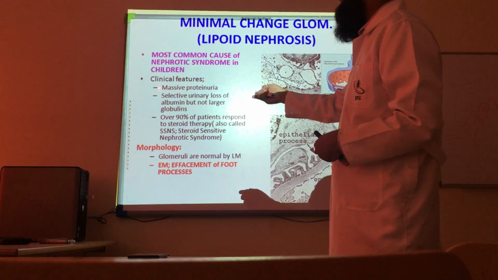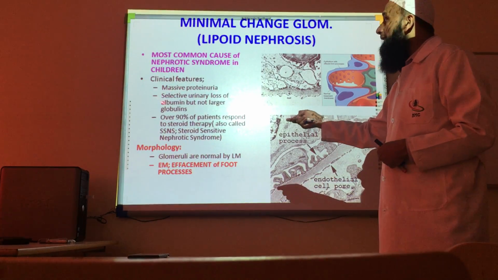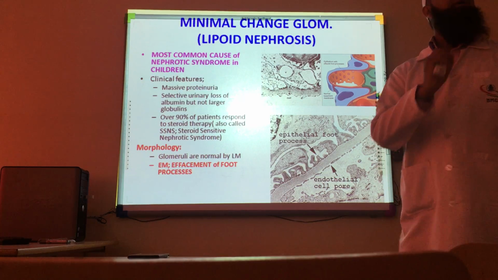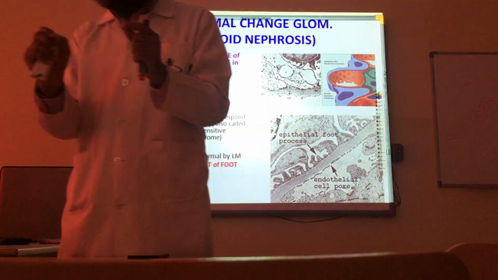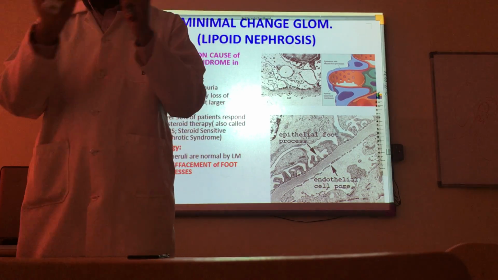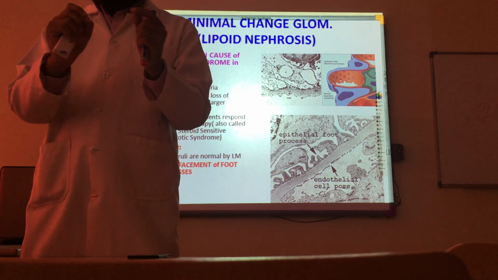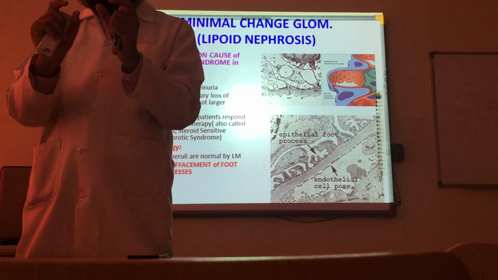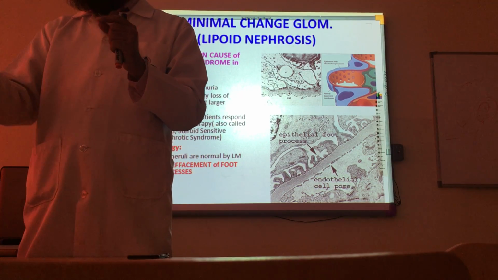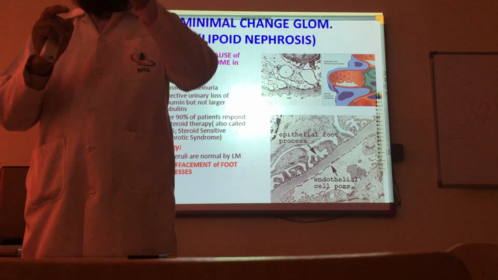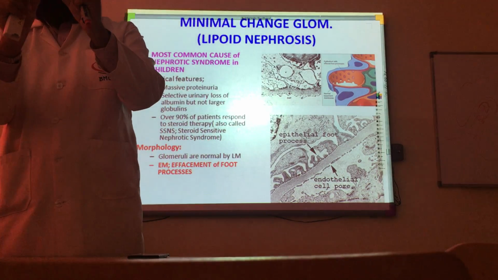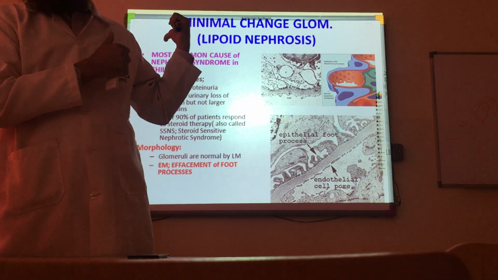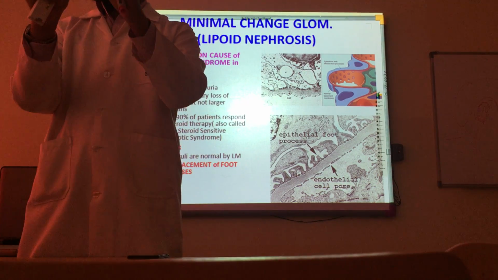So there is massive proteinuria, a urinary loss of albumin, but remember this proteinuria is selective. What is the difference between selective and non-selective? Selective means only specific types of proteins are lost, not all. If all are lost, it is non-selective. Here only a few, for example albumin, so it is selective for albumin.